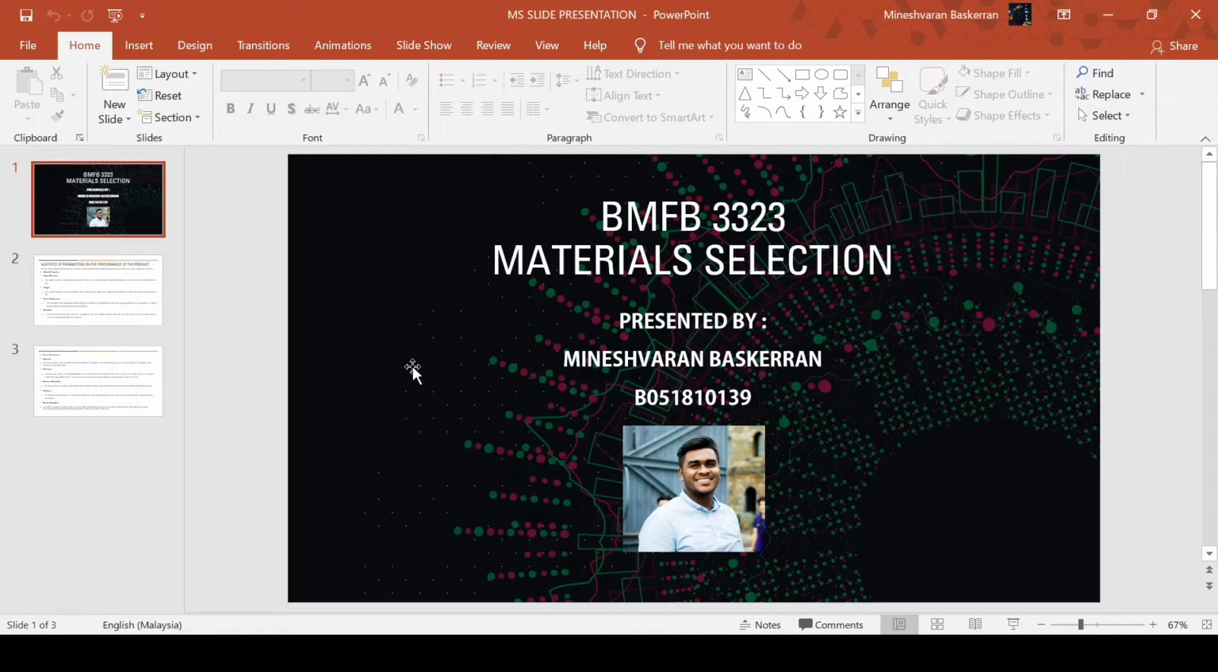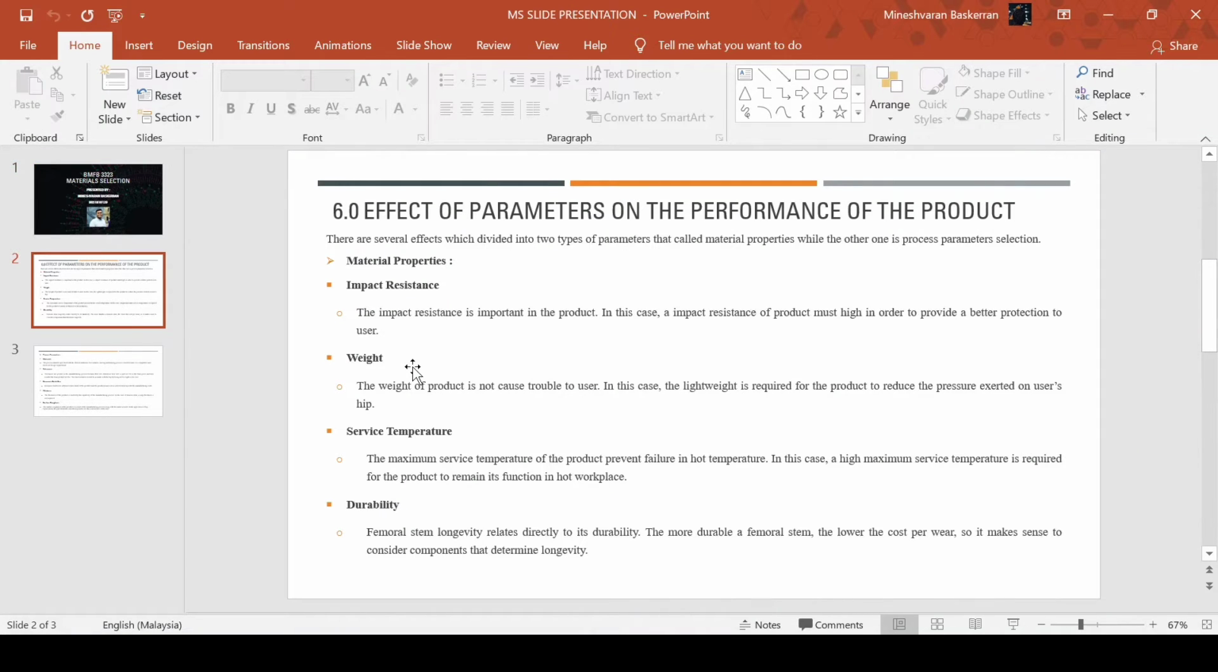Alright, the next one is presented by me, Minishwaran Bhaskaran. So my topic here is the effect of parameters on the performance of the product. So there are actually two categories, which is the material properties and the process parameters.